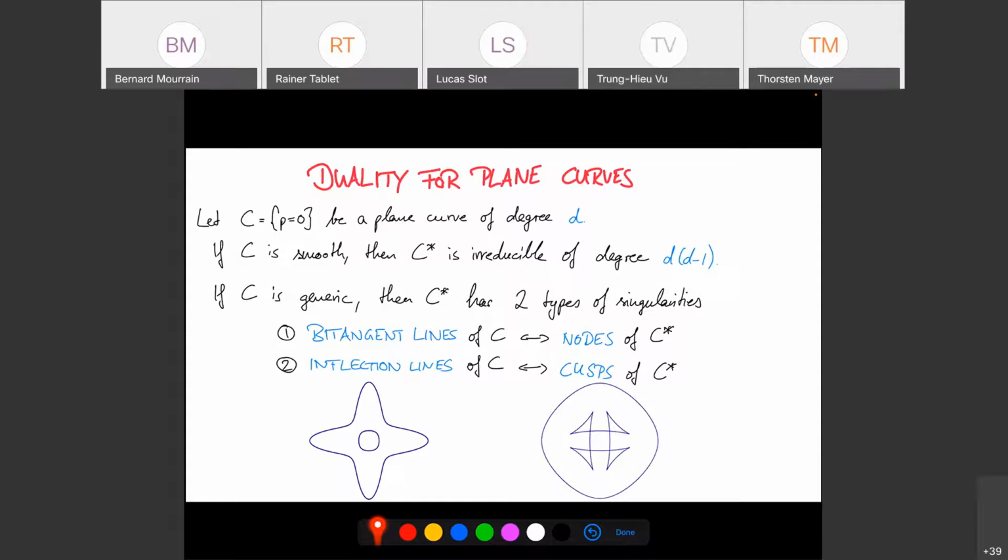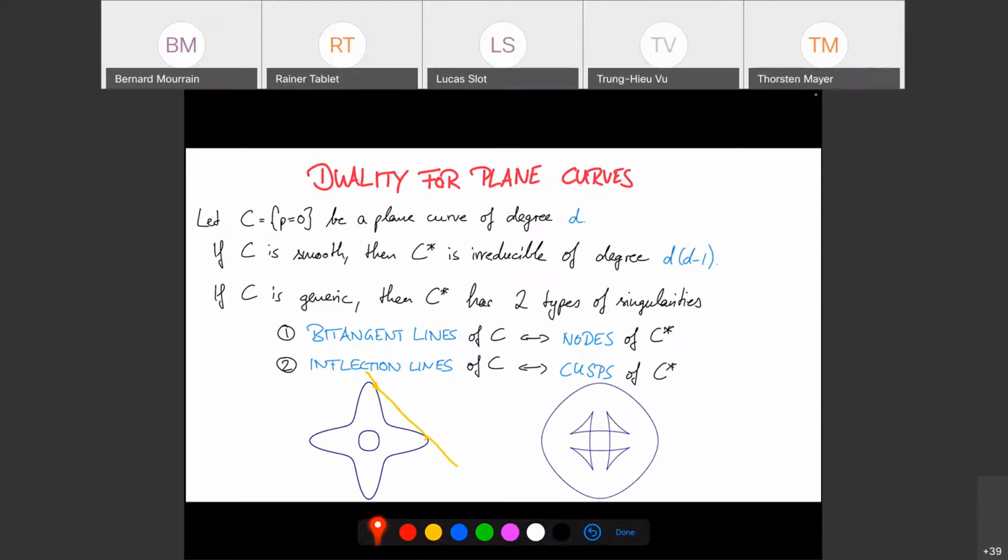And if the curve is generic, I don't want to get into what this means exactly, but this curve here, for example, is generic, then the dual curve will have two types of possible singularities. And we see the two types here. There are nodes. They correspond to bitangent lines. Such a node here corresponds to a line that is tangent at 2 points. It's a bitangent line. And a point like this, out here, is a cusp. Here the curve folds in on itself and sort of ends at the singularity. This corresponds to an inflection line.